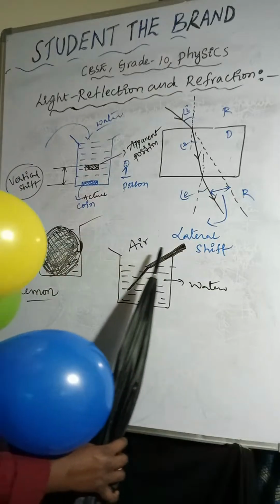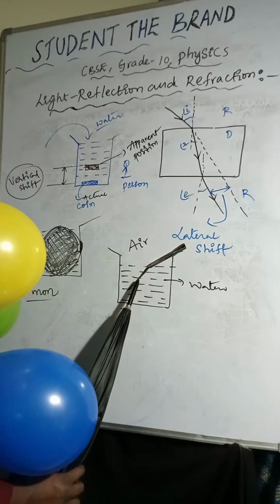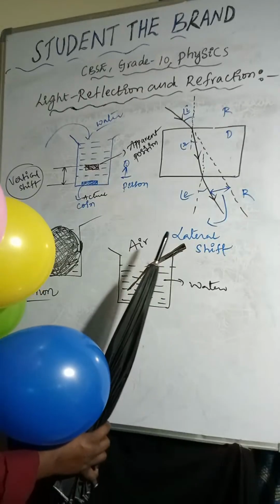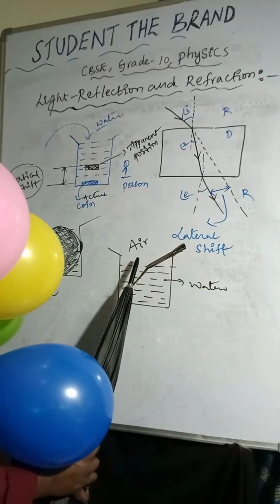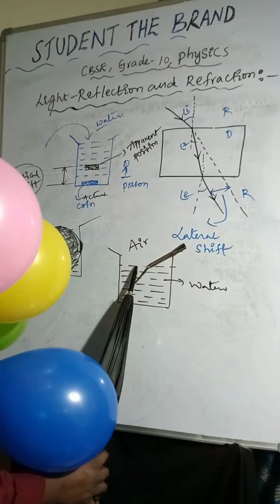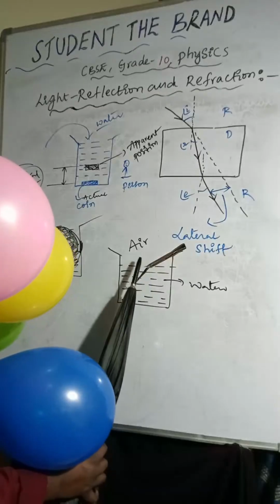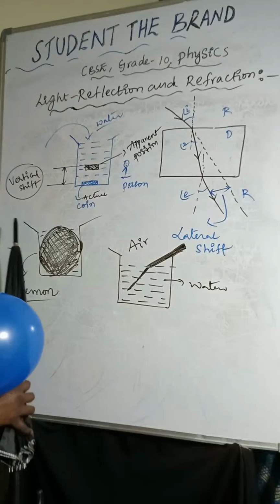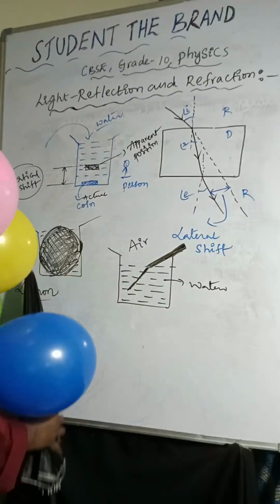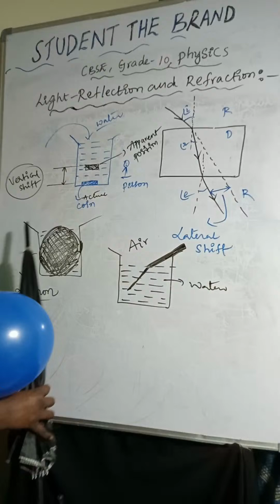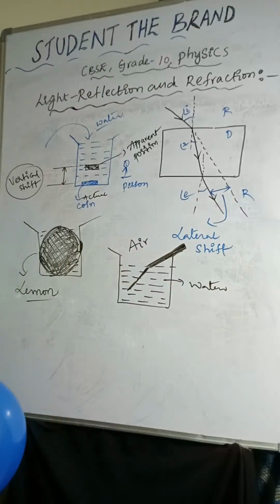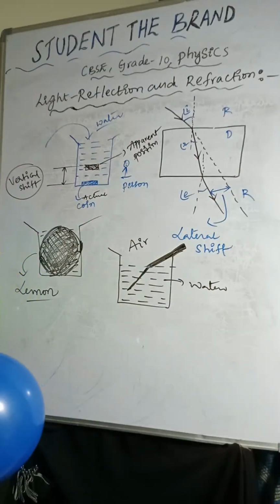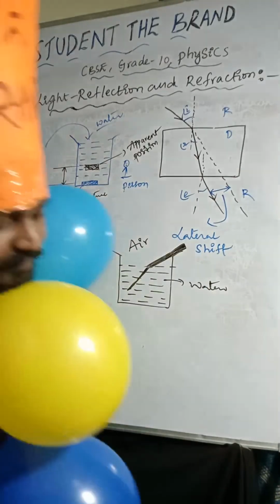Even you can take the pencil. The pencil is placed in the water. At the interface between air and water, at this point, the pencil appears to be bent because of refraction. And if you take a beaker, fill the water inside and place the lemon, it appears bigger because of refraction. I hope it is very clear. So this is about refraction.